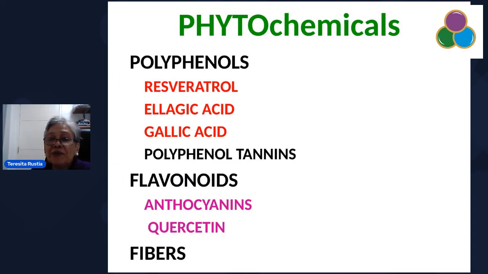Now, the phytochemicals: polyphenols, resveratrol, ellagic acid, gallic acid, and polyphenol tannins. There are also flavonoids in the form of anthocyanins and quercetin, and fibers. I would like to mention that the fibers in muscadine could be soluble or insoluble. Soluble meaning it dissolves in water, and thus the ingredients of the fiber could be of big help.